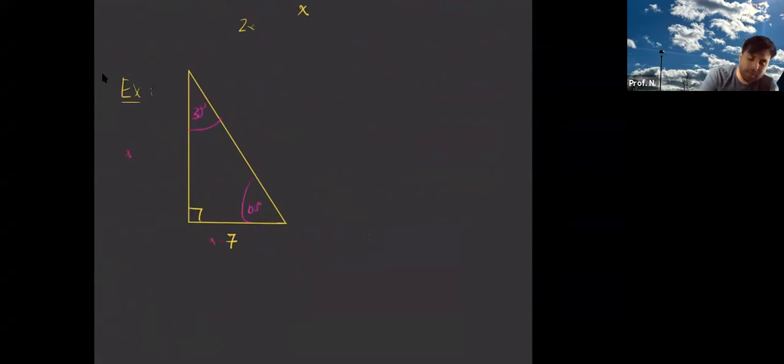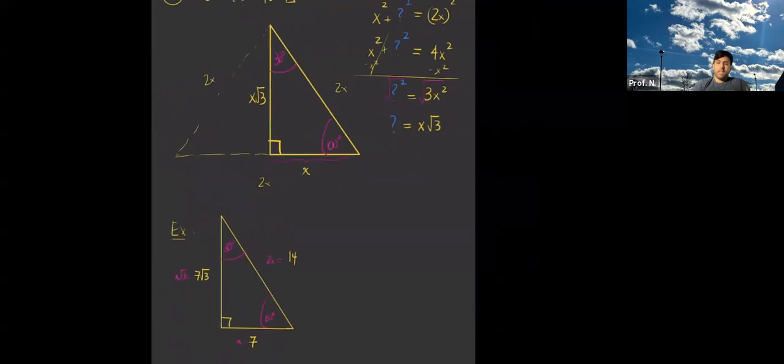Then what is x rad 3 going to equal? It's going to equal 7 rad 3. And then what is the hypotenuse going to equal? It's twice the smallest side, it's double it. So it's 14. So I should be able to figure out all sides of a 30, 60, 90 triangle if I only know one of them, because I know the configuration of every 30, 60, 90 triangle.